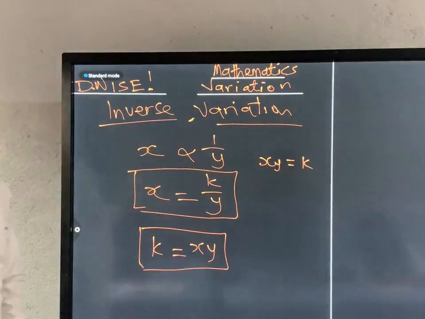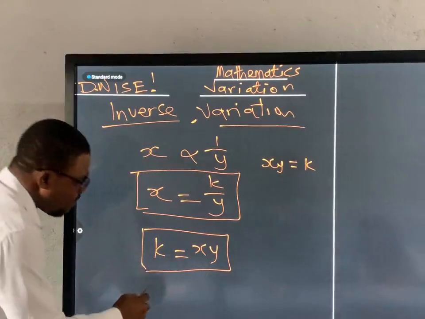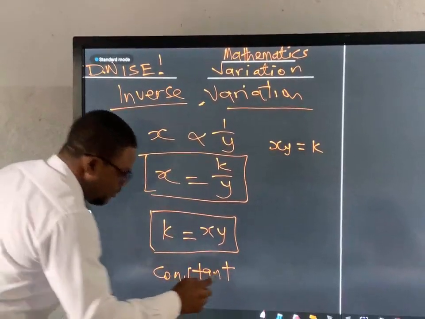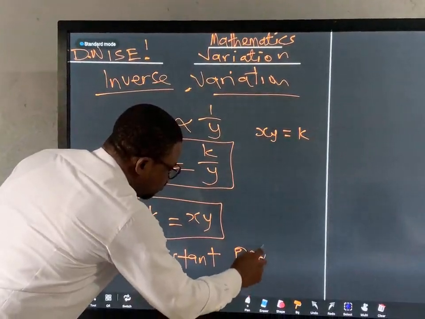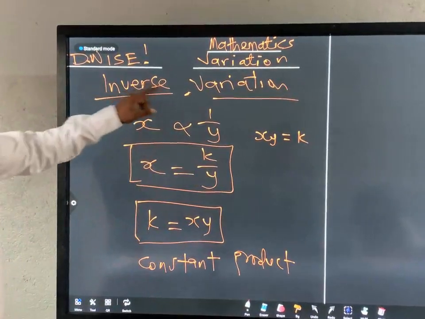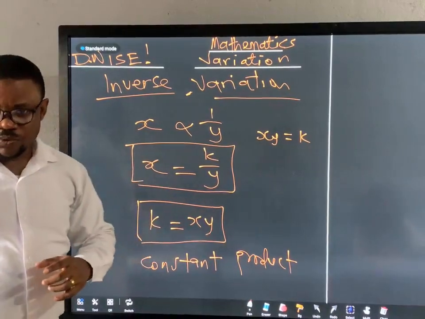Then if I want to use that other method we're talking about, remember, what are we having? We're having a constant product. For inverse proportion, this is constant product. For direct variation, we have constant ratio. Do you understand?